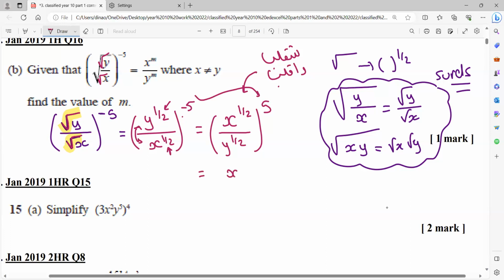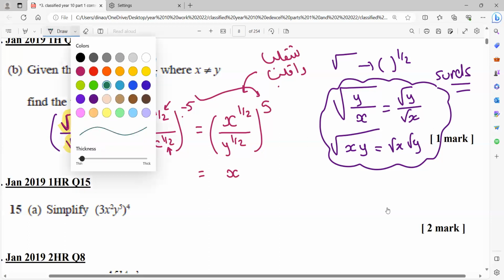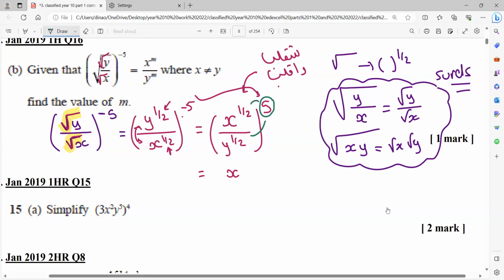And now, the final step, which is take the power outside, multiply by the powers inside. So 5 times half is 2.5. Half times 5 is 2.5. So as you can see, this could be written as x over y all to the power of 5 over 2, which is 2.5. So the value of m is 2.5, as required in the question.